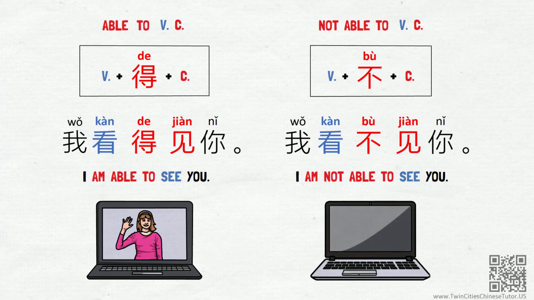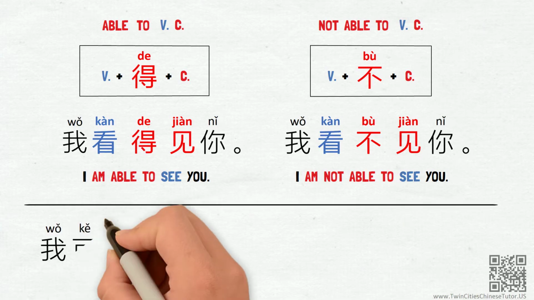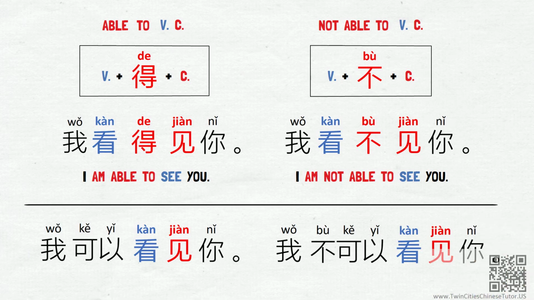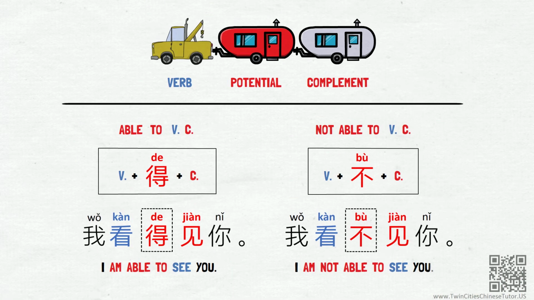You might wonder, can't I just use the word for can, 可以, and say, 我可以看见你, and 我不可以看见你? The answer is yes and no. In general, if you make these statements, Chinese people will be able to understand you. However, by only needing to add 1 character to both the positive and the negative statements, the potential complement patterns are much more efficient to use. Therefore, over time, they became the default ways we use today in expressing the above ideas.